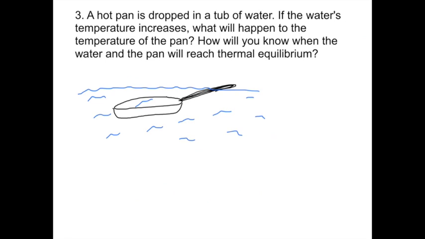And it's the same example that I used earlier in the chapter with a hot pan being dropped into cooler water. If we know that the water's temperature increases, that indicates that the pan did indeed start out warmer than the water. So the temperature of the pan must decrease to become closer to the temperature of the water. And once the temperature of the pan has decreased enough and the water has increased enough that the two are equal, that's how we know that the two have reached thermal equilibrium.